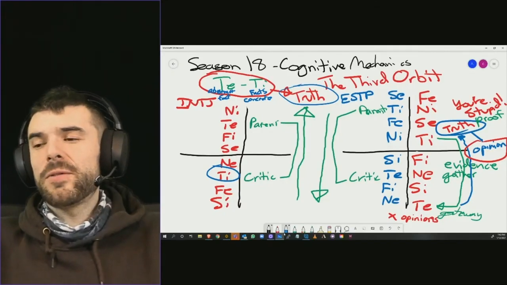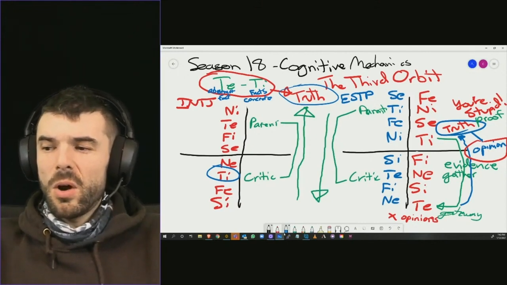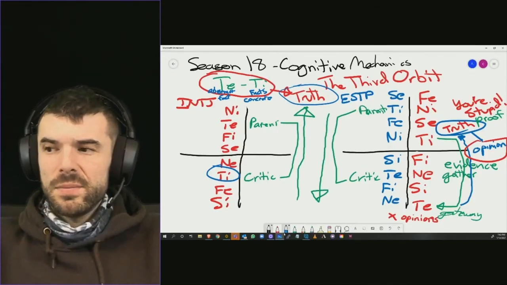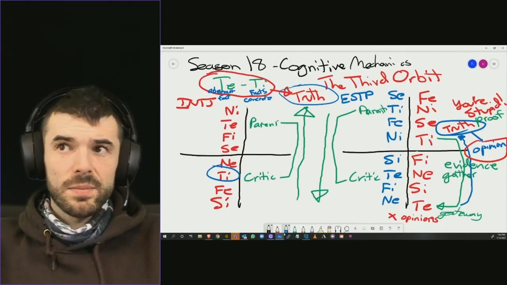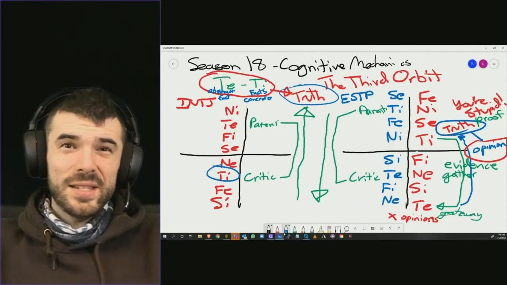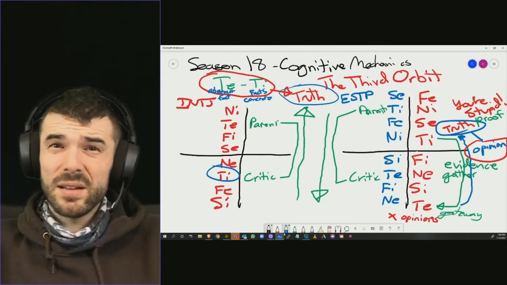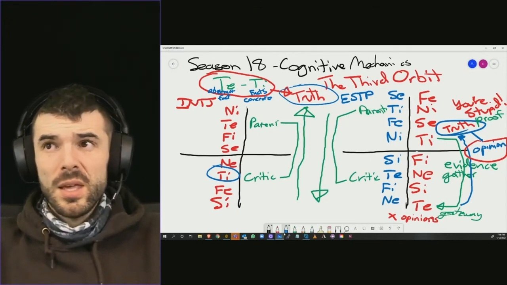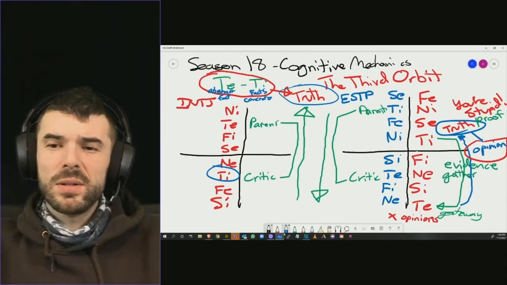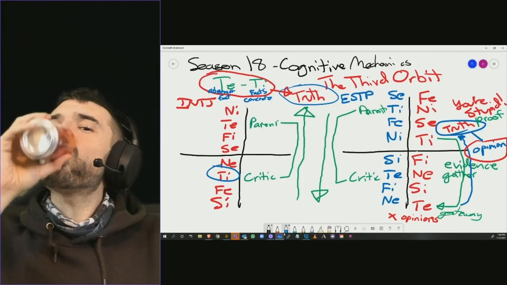It's kind of like what my friend Alex, who's an ESTP, says: conspiracy theories are two things. A conspiracy theory is a story without evidence, which is TI without TE, or it is evidence without a story. It's a bunch of TE without TI, essentially, right? And that is what this cognitive orbit is all about. That's literally what it means.